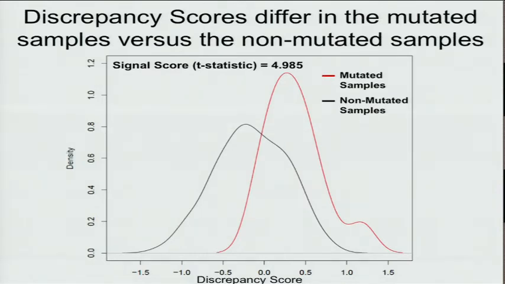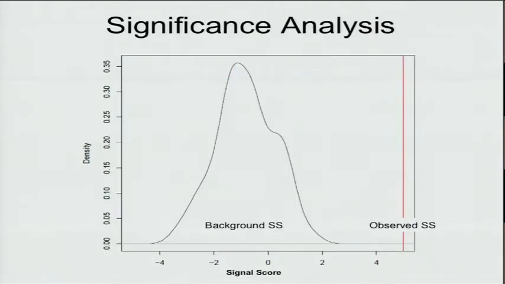Again, when you look at the difference between the two distributions of discrepancy scores for the non-mutant and the mutated samples, there's a pretty significant difference between the two. And again, with the background model, it's very significant.